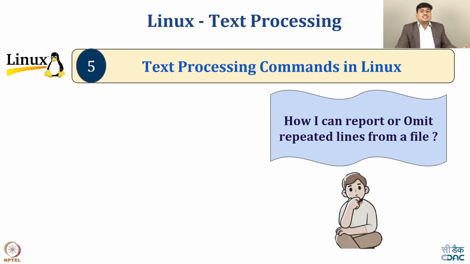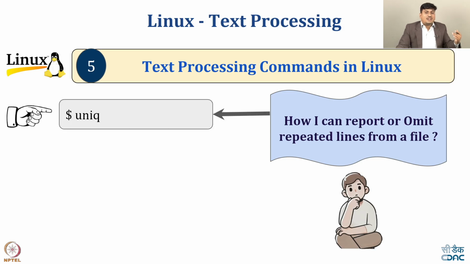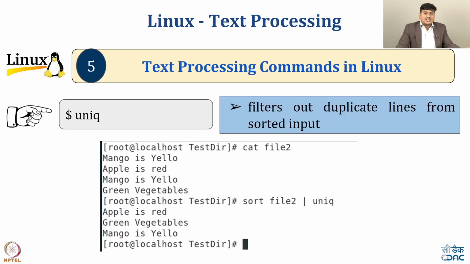Another thing: if I want to omit repeated lines from the file, or print only the unique lines from the file, then I can use the command called uniq. Basically, the uniq command filters out the duplicate lines from the sorted input.